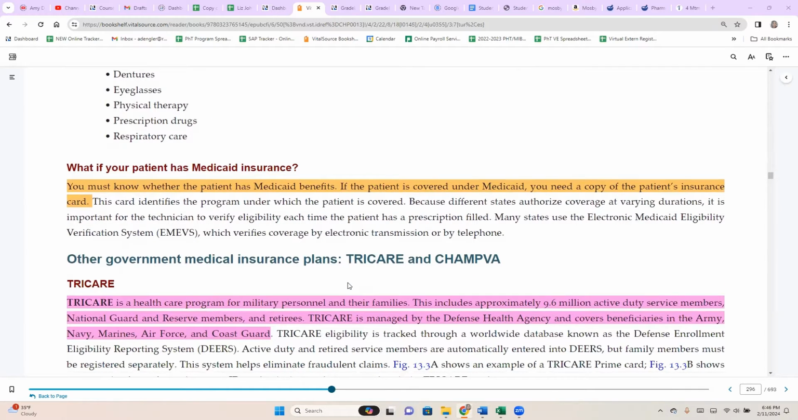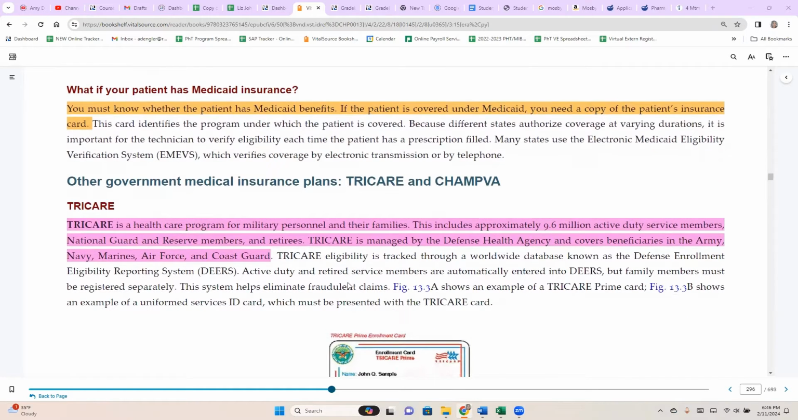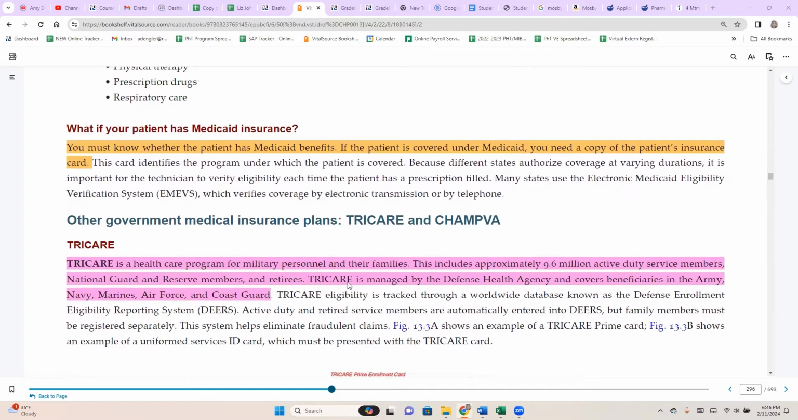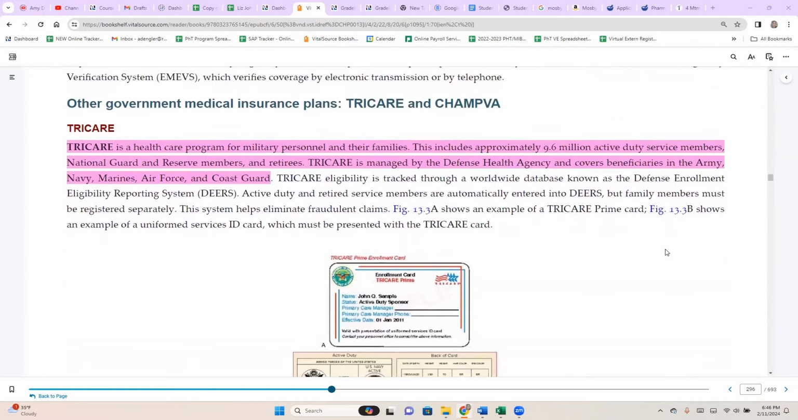You must know whether the patient has Medicaid benefits. If the patient is covered under Medicaid, you need a copy of the patient's insurance card. This card identifies the program under which the patient is covered. Because different states authorize coverage at varying durations, it is important for the technician to verify eligibility each time the patient has a prescription filled. Many states use the electronic Medicaid eligibility verification system, which verifies coverage by electronic transmission or by telephone.